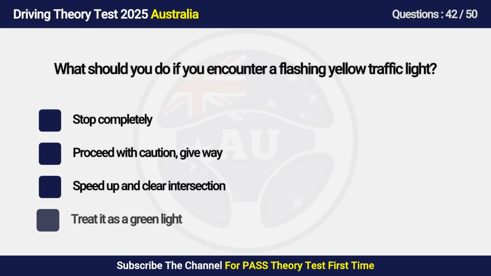Question 42. What should you do if you encounter a flashing yellow traffic light? A. Stop completely. B. Proceed with caution, give way. C. Speed up and clear intersection. D. Treat it as a green light.